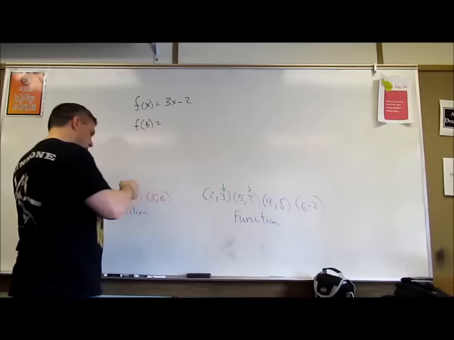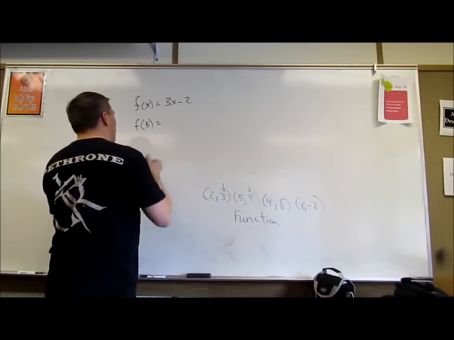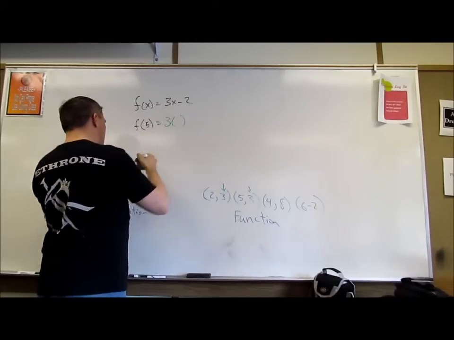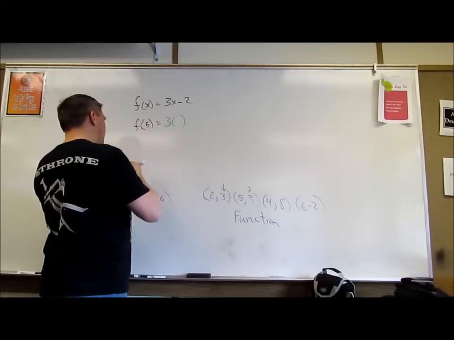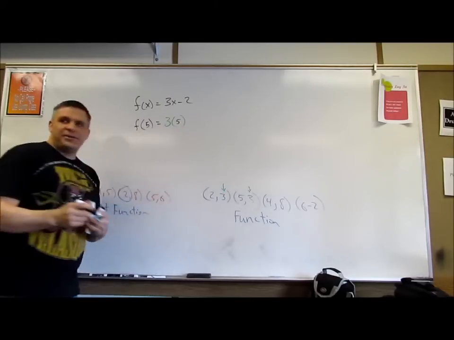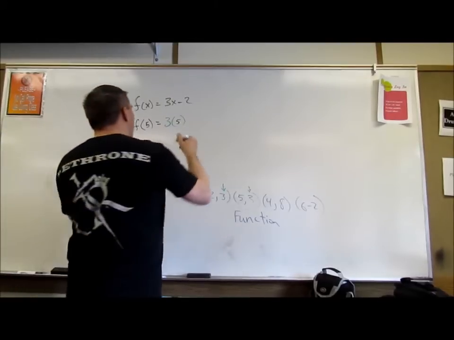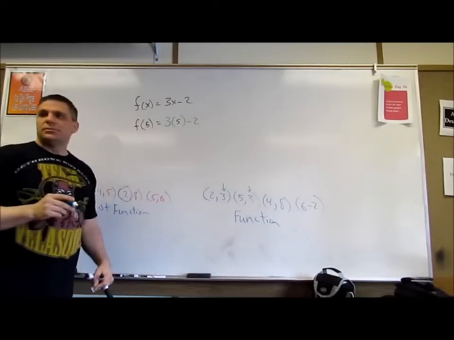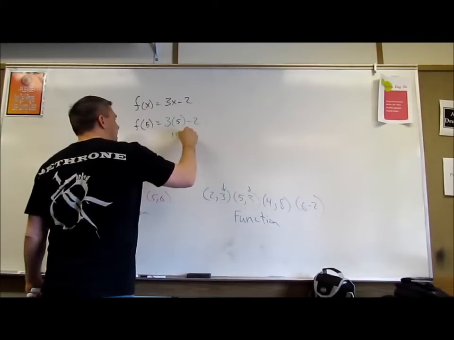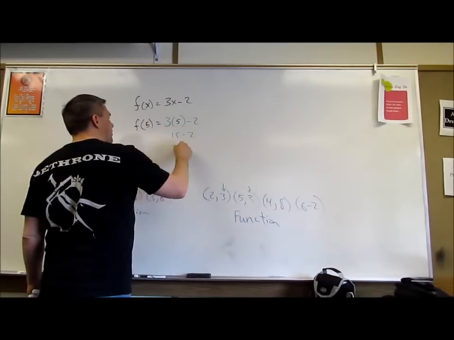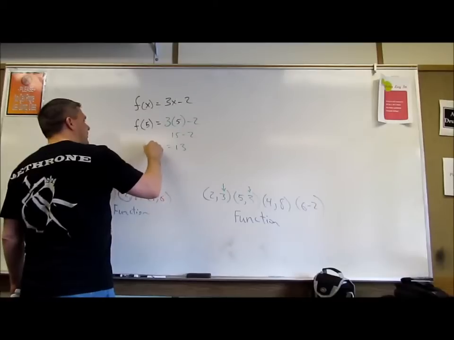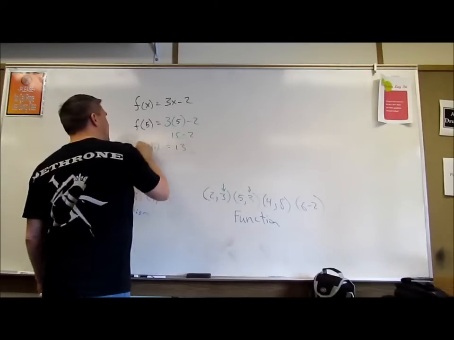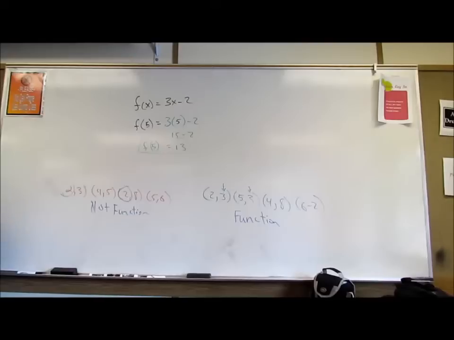That equals 3 times 5 minus 2, which is 15 minus 2, which is 13. So f of 5 is equal to 13. That's how you solve a function. All you're doing is plugging it in. That's it. Hey, where did you get 5?